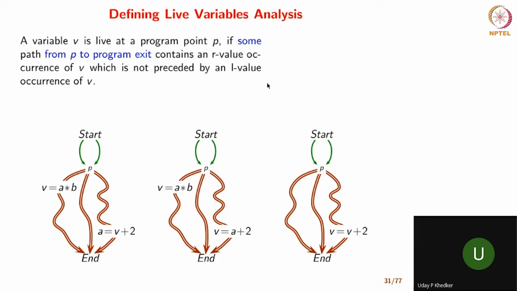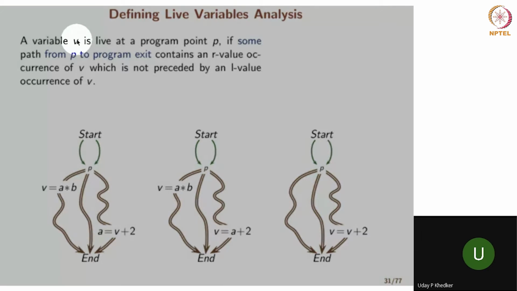So for live variable analysis, we say that a variable V is live at a program point P. So we're talking about a variable V, and we are talking about a program point P, which means that this is a point specific property. So we say a variable V is live at a program point P if some path from P to program exit contains an R value occurrence of V which is not preceded by an L value occurrence of V.